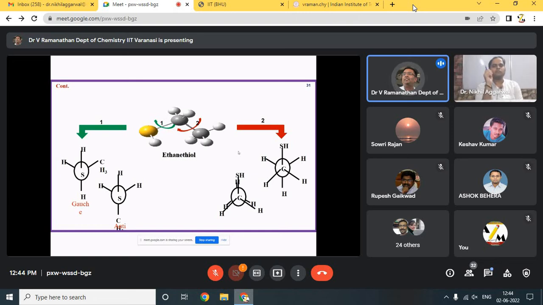So if you look, there are 2 conformation angles possible. You can look at it from the CS bond or from the CC bond. The CS bond Newman projection is what is shown in 1. So this is your Newman projection of the CS bond, and this is the Newman projection of your CC bond, and you can expect different conformations arising from these 2 projections.